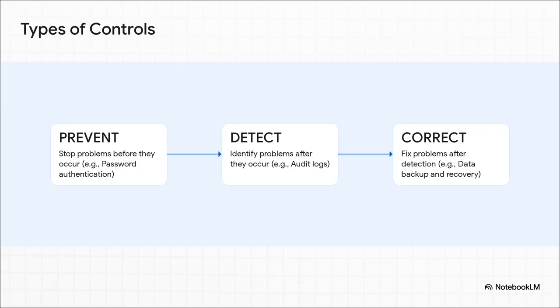And these controls aren't just random. They're actually designed to work in layers. First up, you have preventive controls. Think of your password. Its job is to stop a problem before it even begins. But if that fails, then your detective controls kick in. These are things like system logs that are designed to spot that something bad has happened. And finally, you've got corrective controls, like data backups, which are there to fix the damage and get everything back to normal. It's a whole defense in-depth strategy.